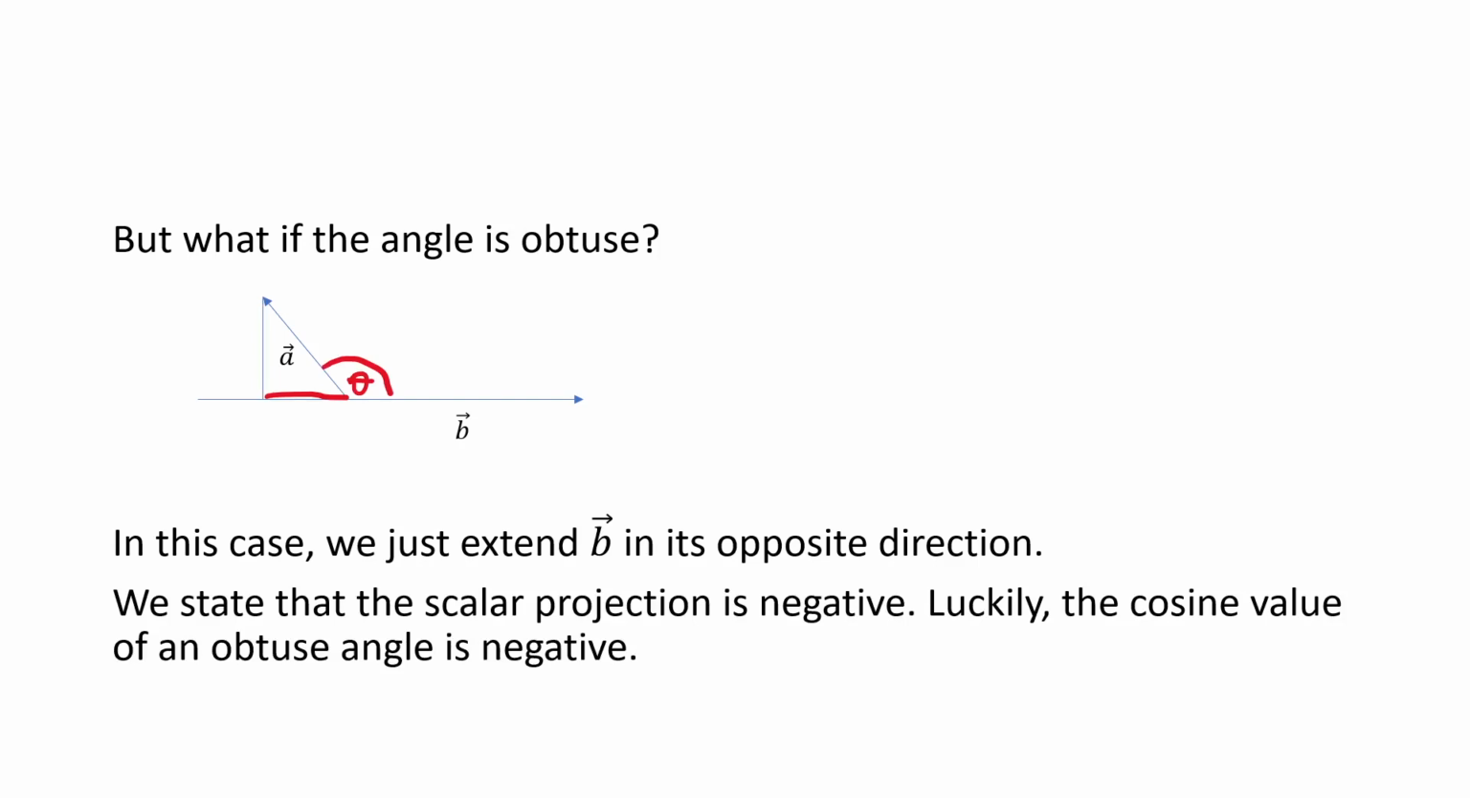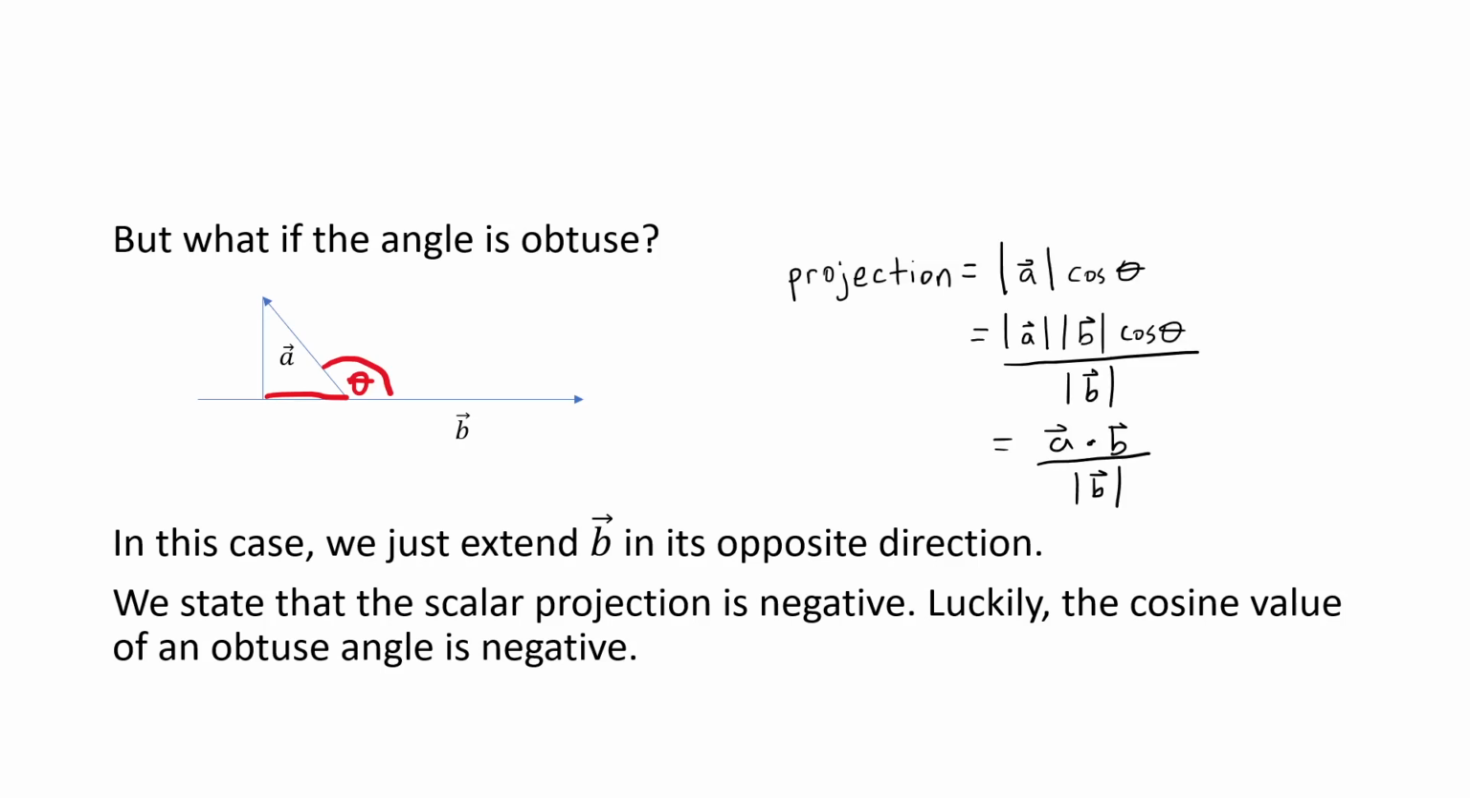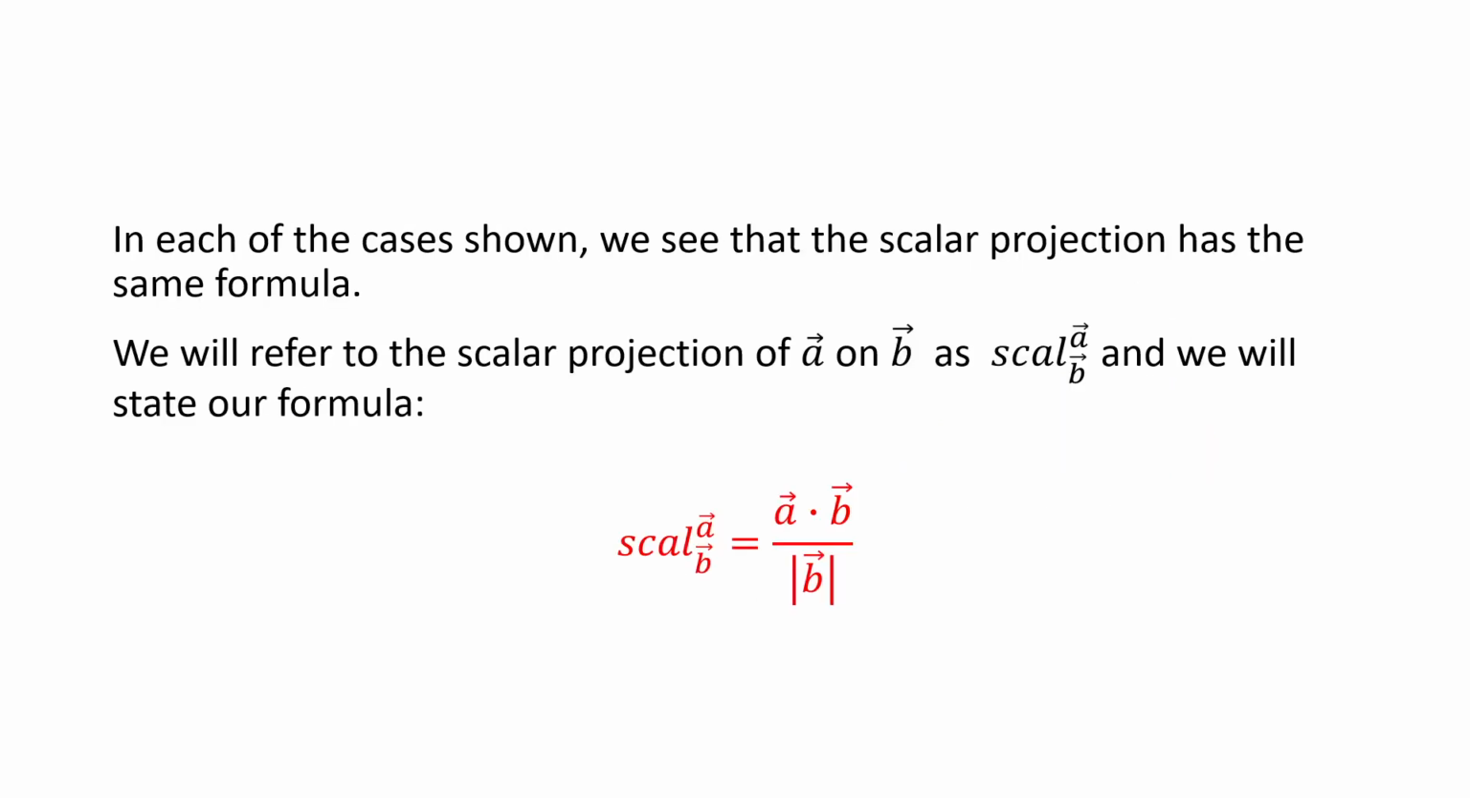And the scalar projection will be negative, and it works out nicely because the cosine value of an obtuse angle is negative, so A dot B will be negative, and using the same formula we had a minute ago will get us the scalar projection in that circumstance as well. We want a negative number, and since the angle is obtuse, A dot B is negative. So no matter what the situation, we can say the scalar projection of A on B will be equal to A dot B over the magnitude of vector B. And we typically refer to the scalar projection of A on B this way, as shown there.